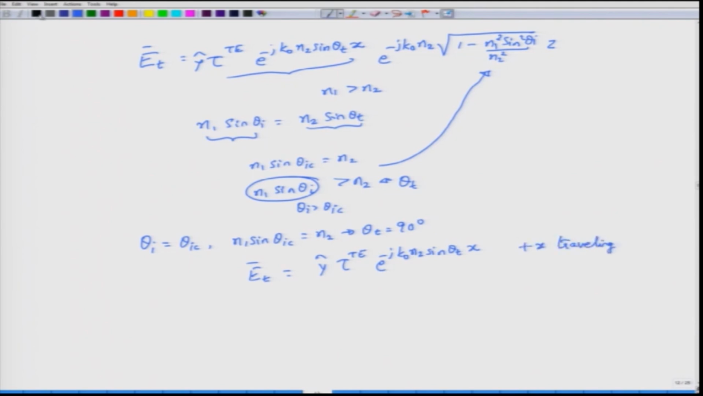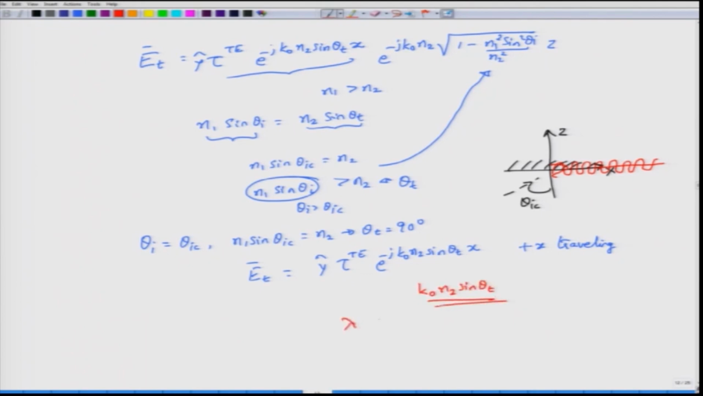Now, what is plus x direction? Well, we had this as the x axis, this was the z axis, this was the interface. So, when the incident angle happens to be exactly equal to the critical angle, the wave that we now have is actually an x propagating wave. This wave is propagating along the x axis, very interesting, right. The corresponding k vector along the x direction is given by k0 n2 sin theta t.